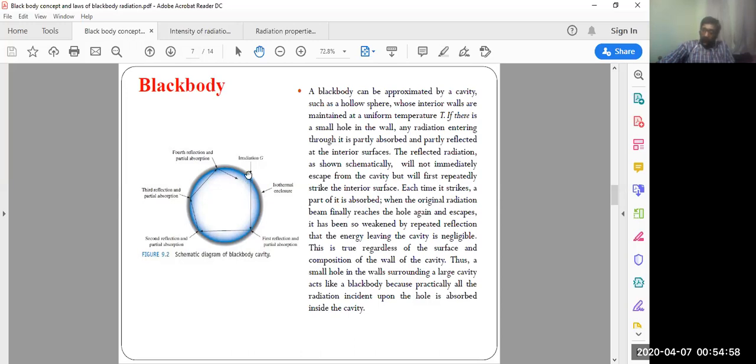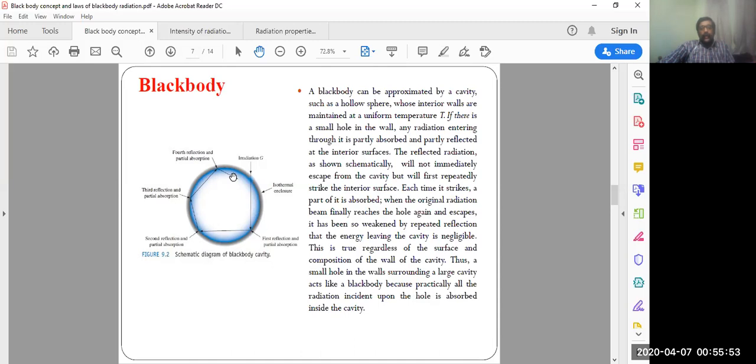What happens is that once the radiation enters the cavity, it gets incident on the surface inside the cavity. When it gets incident at one particular point, a part of the energy will be absorbed and the other part will get reflected. The reflected part falls on another point. Again, after the second reflection, some part is absorbed and the remaining is reflected. Then at the third point again some part is absorbed, and the remaining is reflected.